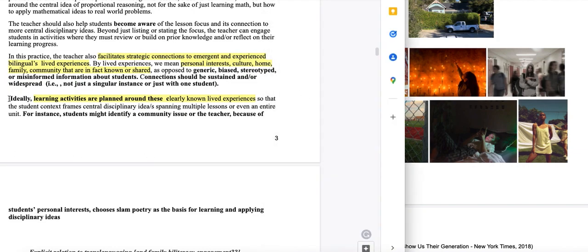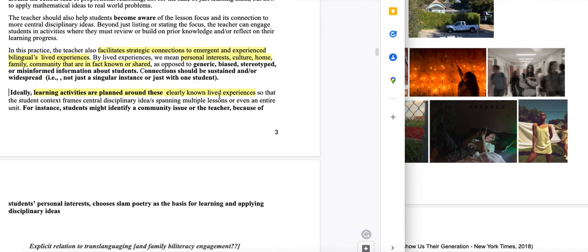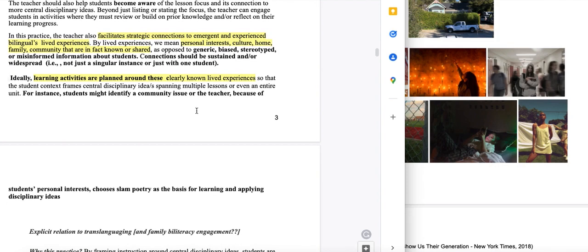So finally, ideally, learning activities are planned around these clearly lived experiences so that the student context frames central disciplinary ideas spanning multiple lessons or even an entire unit. For instance, the students might identify a community issue, or the teacher, because of students' personal interests, chooses slam poetry as the basis for learning and applying disciplinary ideas.